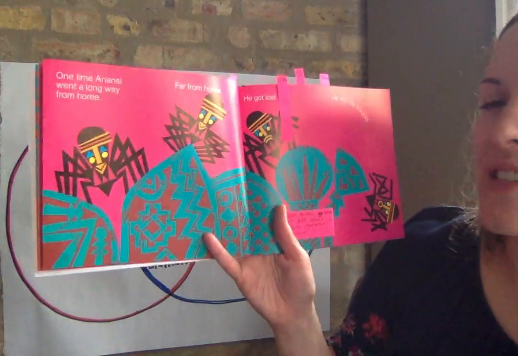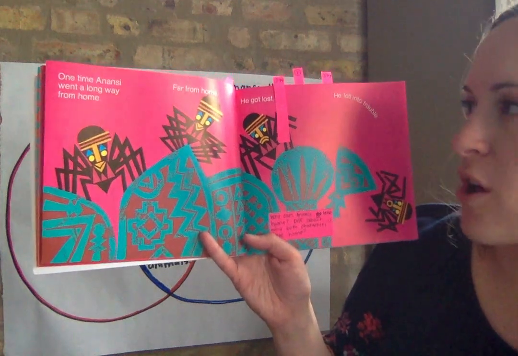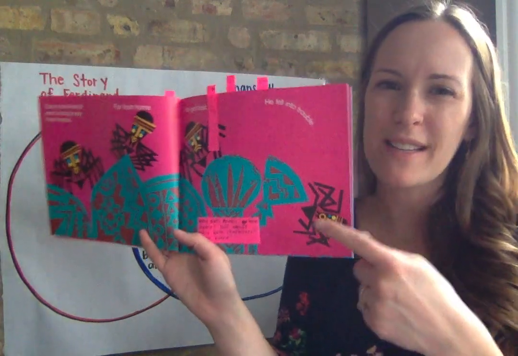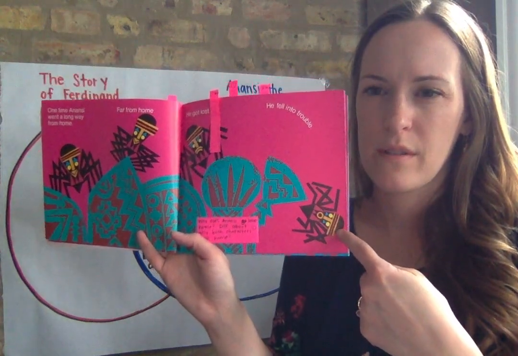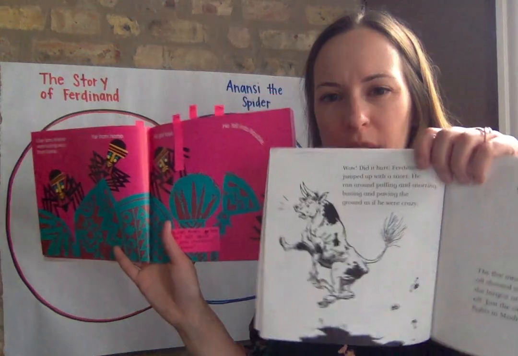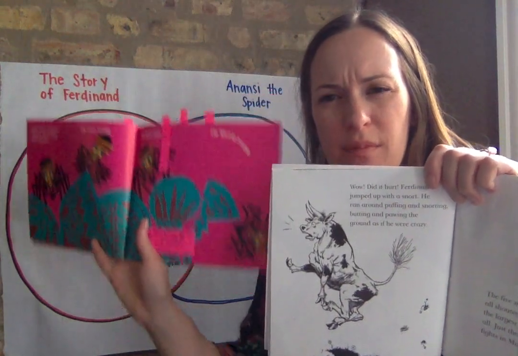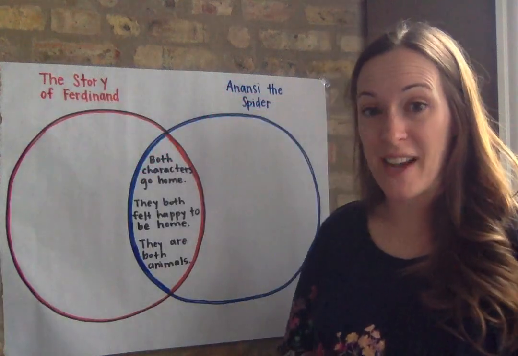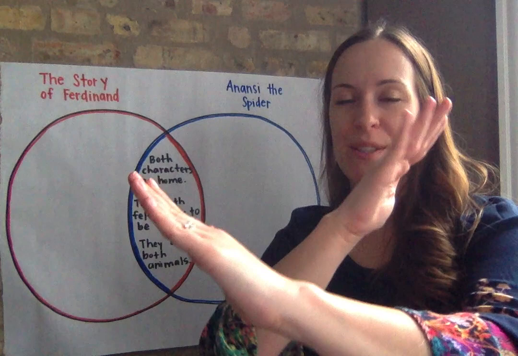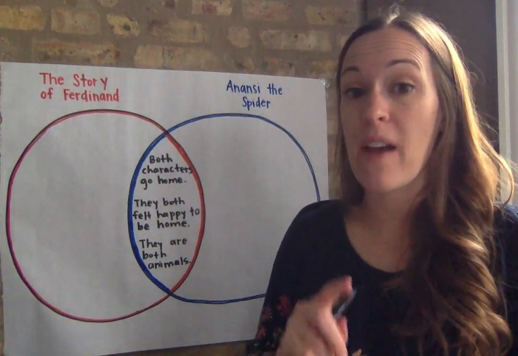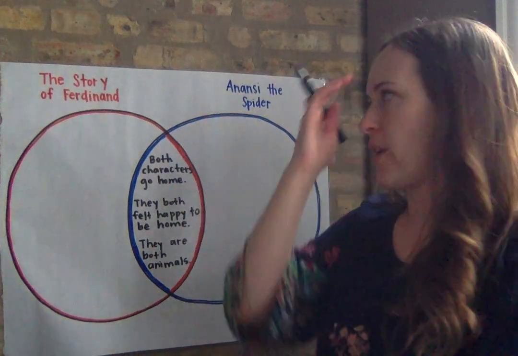One time, Anansi went a long way from home, far from home. He got lost. He fell into trouble. So, Kipsters, why does Anansi leave home? Yeah, he just wants to go on an adventure or go on a walk. Is that the same as why Ferdinand leaves home? Does Anansi sit on a bee and be taken away to a bullfight? No. Put your X's up. That's different. All right, I need to write that on our Venn diagram so we don't forget why they both left home, because that's the big part that's different.